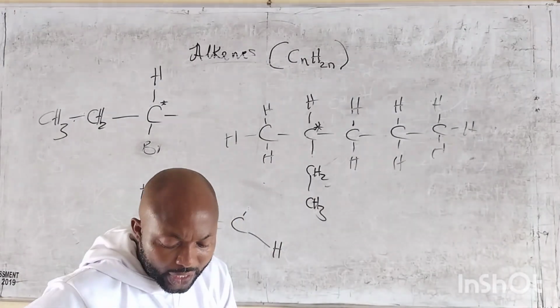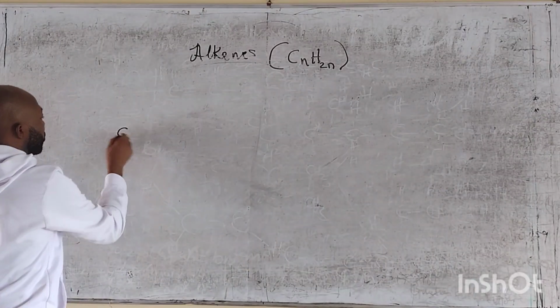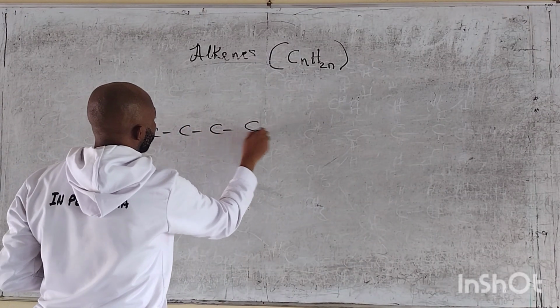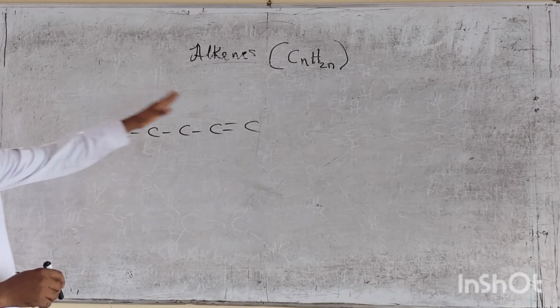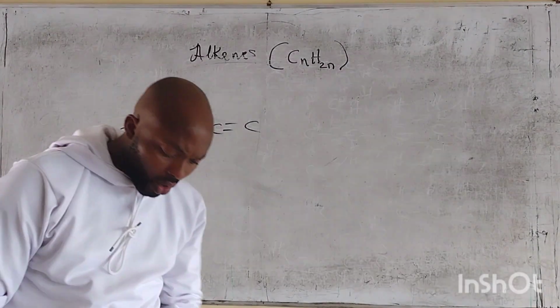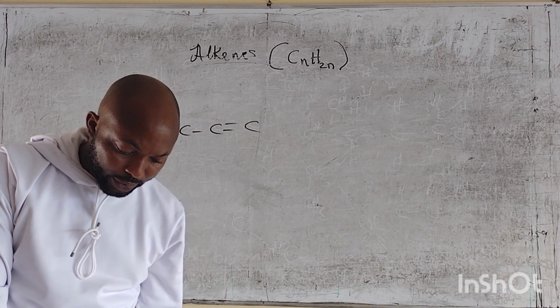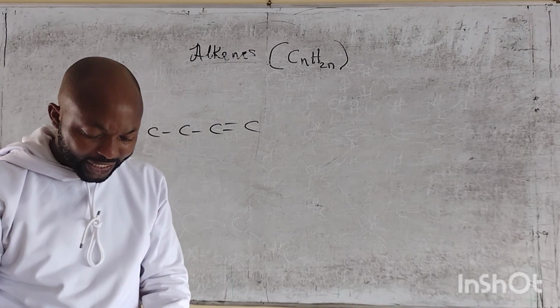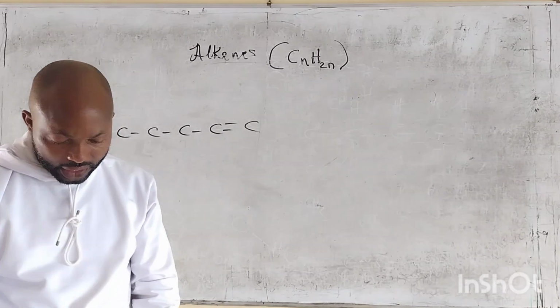Example, let's take a particular example here. 1, 2, 3, 4, 5. This is pentene. Okay, let's see more. Alright, in that one, they said, since all the 5 carbon atoms form a continuous chain, its parent name is pentene. Why? Let's take another one. Okay, good. I think I have a nice one here.